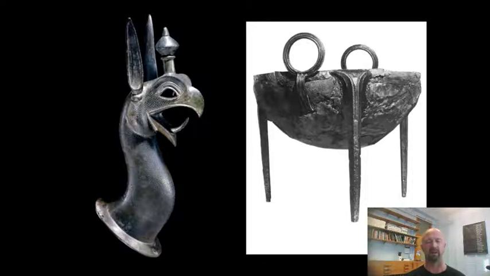A protome is an object that gets affixed to something else. We don't know exactly what this was affixed to, but the Greeks really liked griffins. Griffins, of course, are these eagle-headed chimeric animals who are usually made up of an eagle head or a vulture head along with a lion's body. We saw those in Mycenaean culture, for instance.